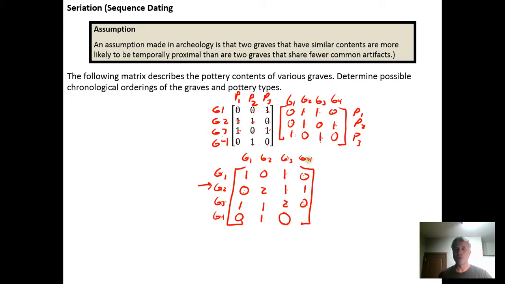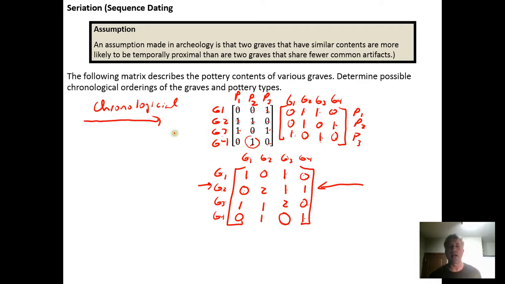And then grave 4 compared to itself should just be the number of pottery types found in grave 4, which is just 1, or row 4 dotted with column 4, 0 times 0 plus 1 times 1 plus 0 times 0 is 1. So to interpret, what we want to do is then use this matrix here to come up with a possible chronological ordering of the graves. We want to come up with a chronological ordering of the graves from what we think might be earliest to latest or latest to earliest.